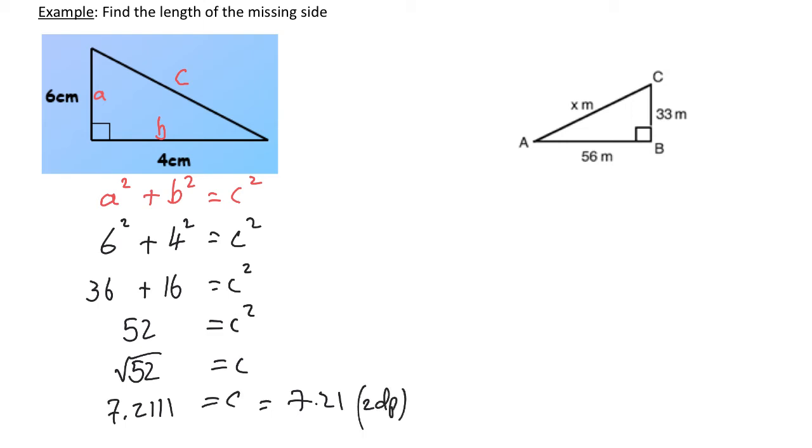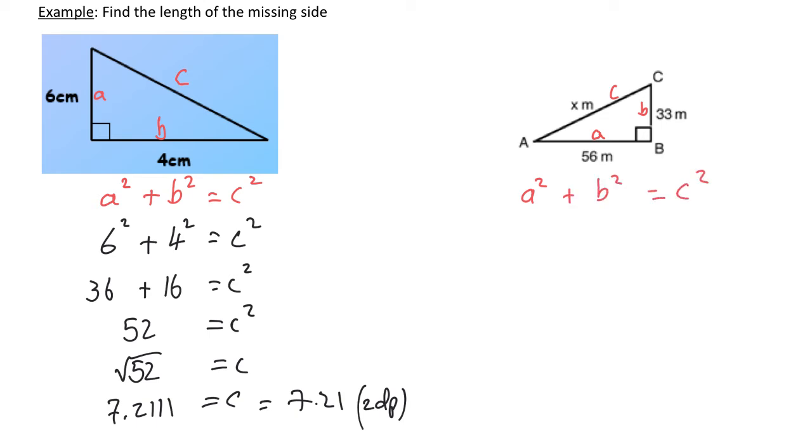Next example, again, we have to label the sides, A, B and C, where C is the hypotenuse. So C, the hypotenuse is the one opposite the right angle. So that's going to be the one that's marked X. And then A and B, it doesn't really matter. So this time we'll put A in the bottom and B at the side. So we've got A squared plus B squared equals C squared.